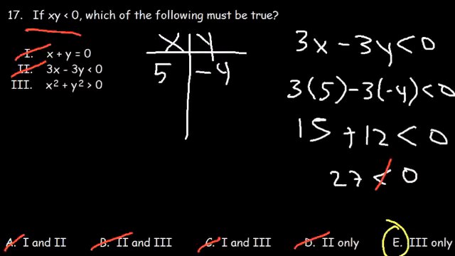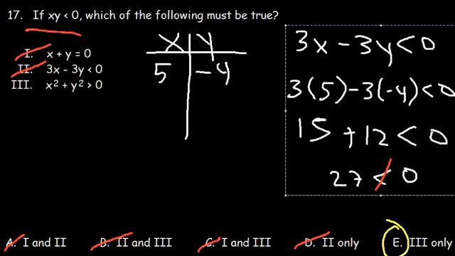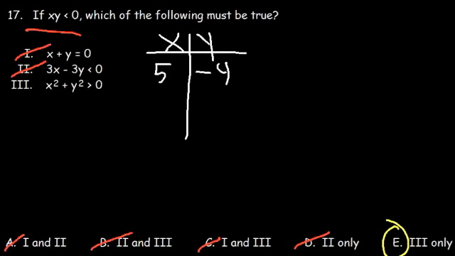But let's try it just to make sure. So x squared plus y squared is greater than 0. Well, x squared will always be a positive number, and y squared is always positive, unless you plug in 0. If you plug in 0 for x, then it's just 0. If you plug in a negative number for x, like negative 2, when you square it, it's going to be positive. So we can see why number 3 is going to be a true statement. A positive number plus a positive number is going to be greater than 0.